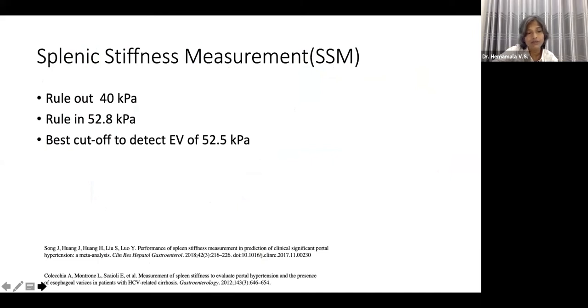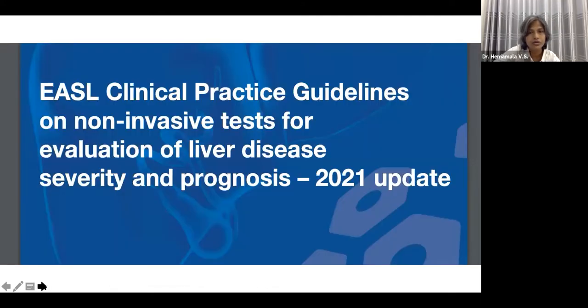Apart from the liver stiffness, much interest has been shown in splenic stiffness. Though we are not doing that routinely in our clinical practice, splenic stiffness is also a marker of portal hypertension. So less than 40 rules out portal hypertension, and more than 50 rules in clinically significant portal hypertension. So I'm coming to the end of my talk.